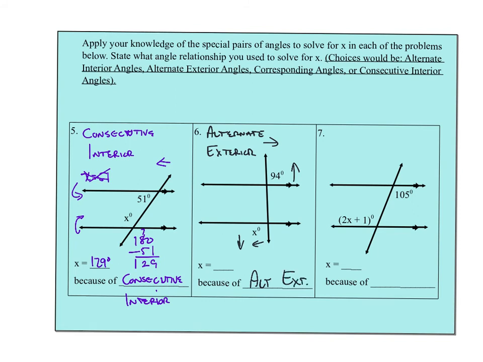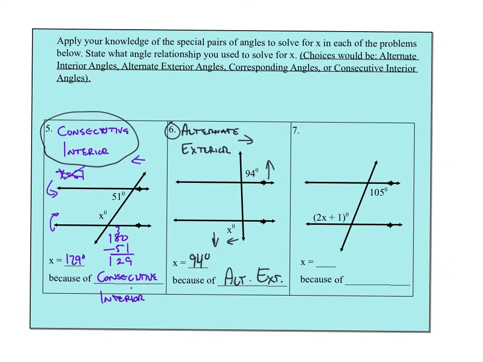Alternate exterior, and they're going to be equal to each other. Okay, this is the only one where it adds up to 180. Everything else is going to be congruent here. So when I look, that's going to be 94 degrees by alternate exterior angles. Okay? So now, let's consider what we have here.